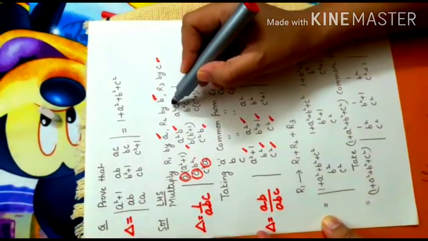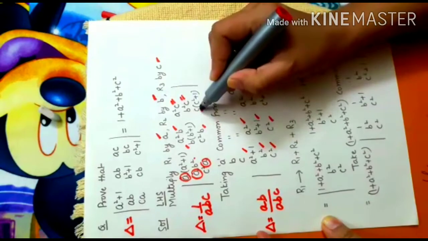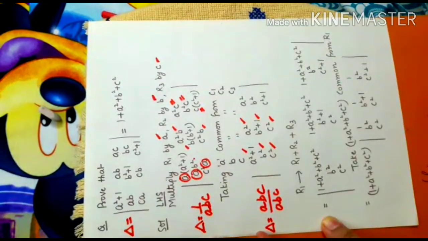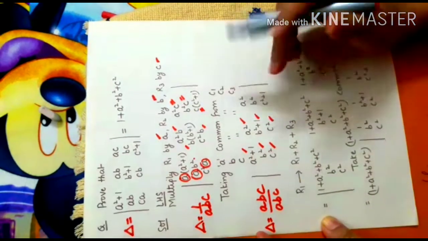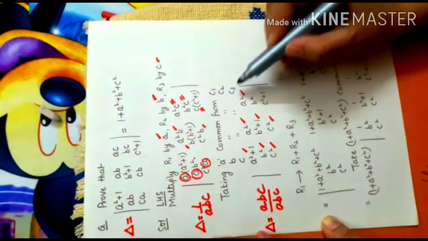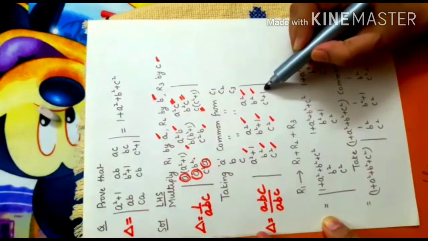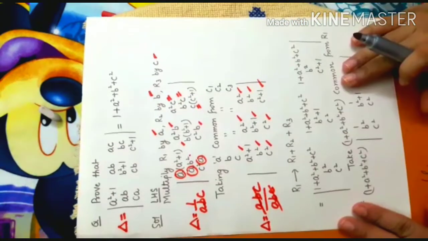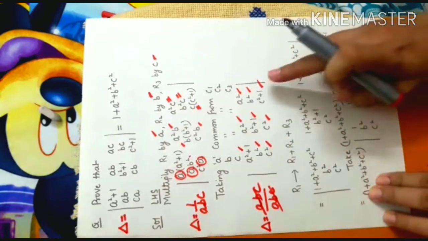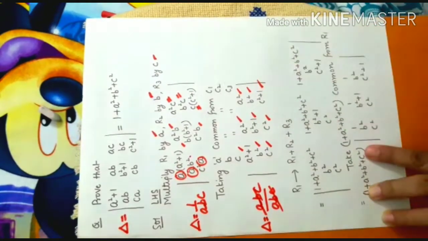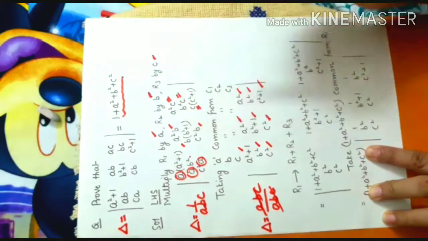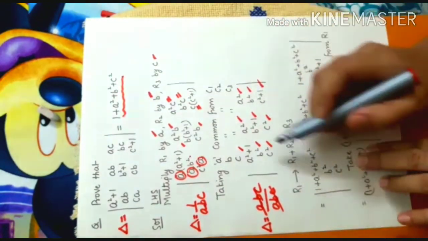And from the third column, I can take c common. So I take the common factor c from the third column. So third column will become a square, b square, c square plus 1, and this will get cancelled out. So I have obtained this determinant. Now look at the right hand side. I want this.